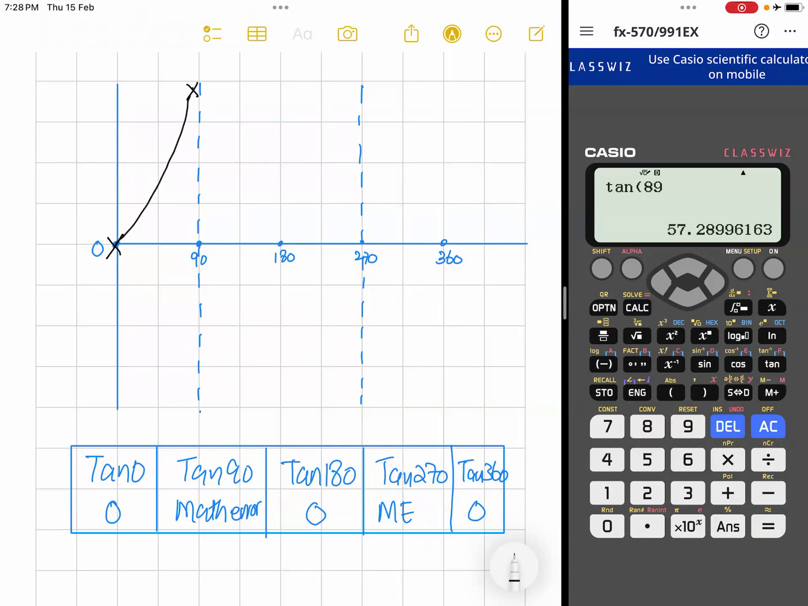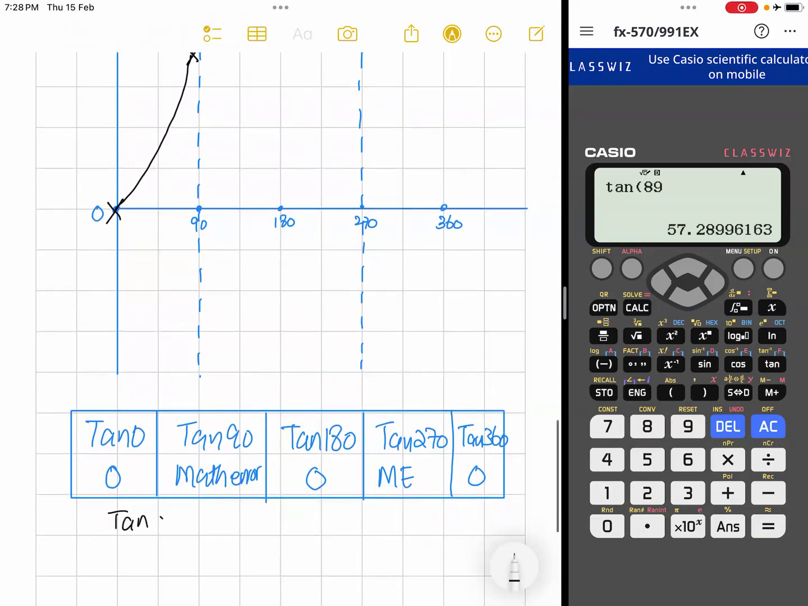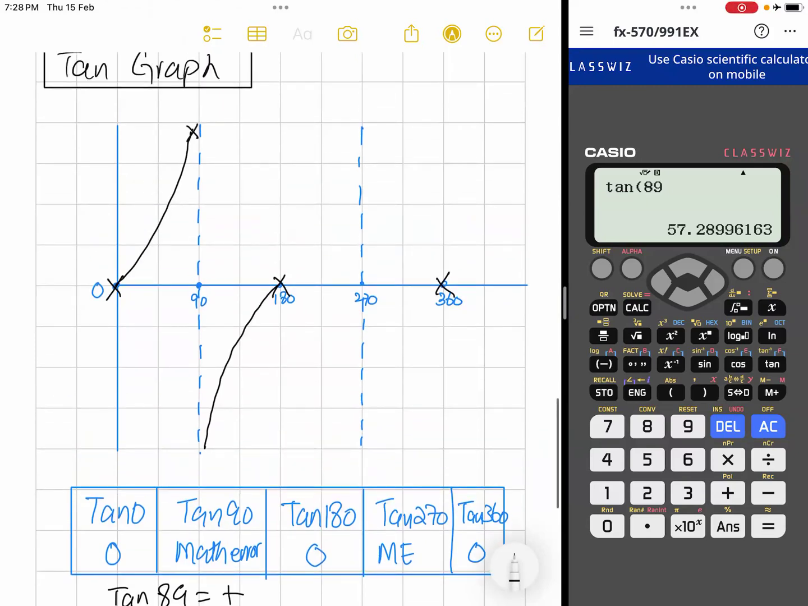So hit. Tangent 89 is positive. Now check tangent 91. It is negative. Yes or no? Yes, sir. Okay. So the negative area is this area, so we are going to hit this one. And here we'll go like this because we cannot touch it. And tangent 271 is also negative, so here we will go like this. Is this clear? So this is the style of the tangent graph. Is this clear, everybody?